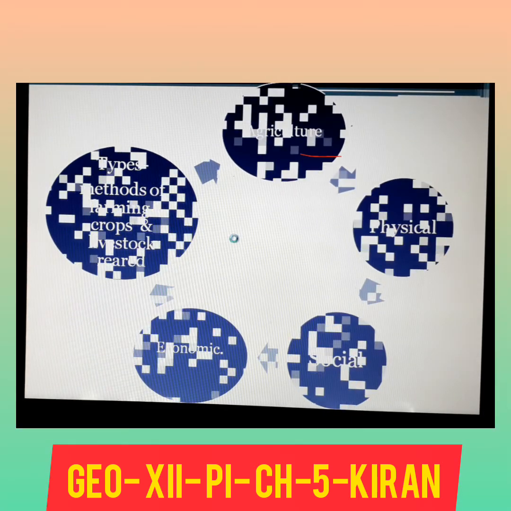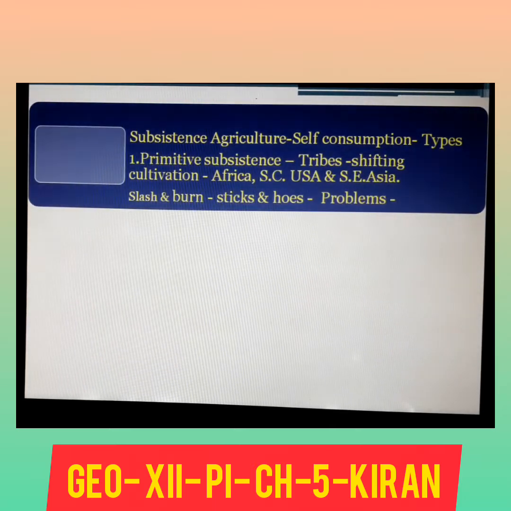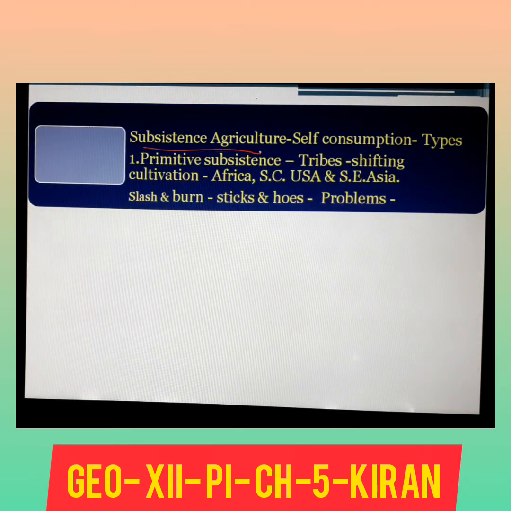Different types of agriculture include, the first one, subsistence agriculture. Subsistence here refers to self consumption. So they cultivate the crops only for self use and not for market purpose. This self consumption or subsistence agriculture has two types. The first one is primitive subsistence. Primitive subsistence is practiced by people in tribal areas.